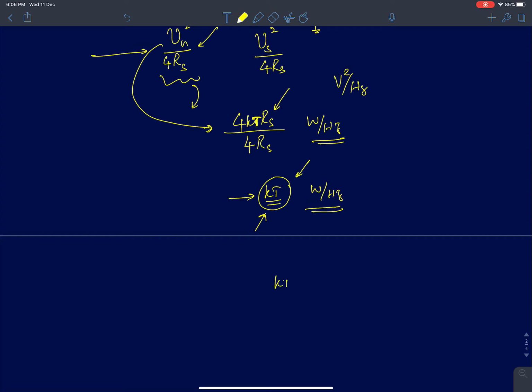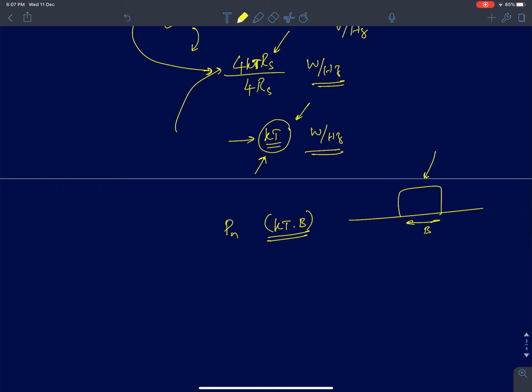Okay, and this is available noise power per hertz. If I ask you to compute the noise power itself, then it will be simply kT into B. B is your RF bandwidth. I'm just assuming the positive bandwidth is B. And here if you see, I have used 4kTRs, so it's actually a one-sided spectral density. Whenever you have a one-sided spectral density, you can just use only the positive bandwidth to compute the power. Okay, so this is your total noise power, kT into B.